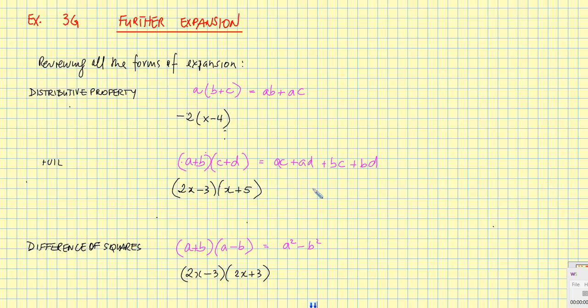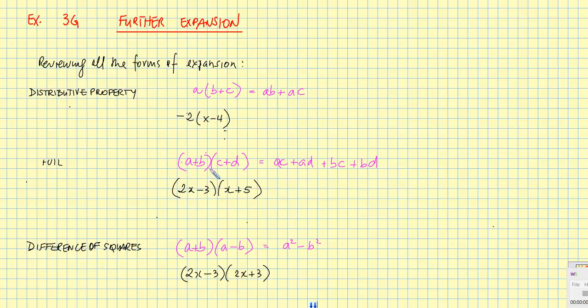Hi everyone, we're starting lesson number 18, and we're looking at section 3G on further expansion. Now before we do the further expansion, I just want to go very quickly over all the different forms of expansion that we have already looked at.